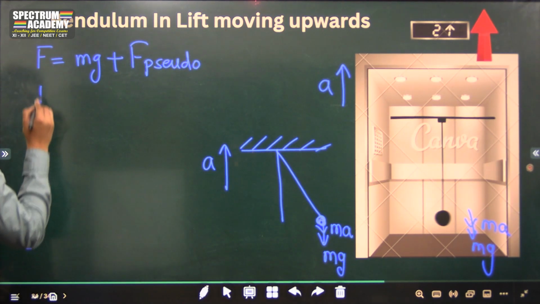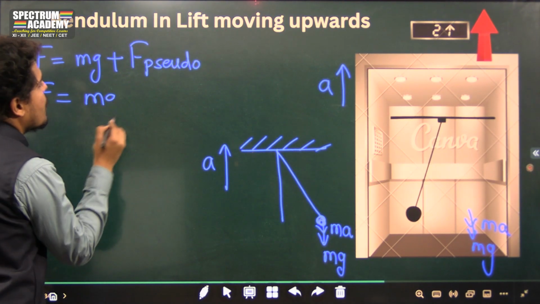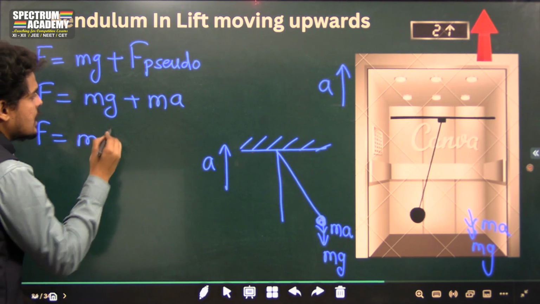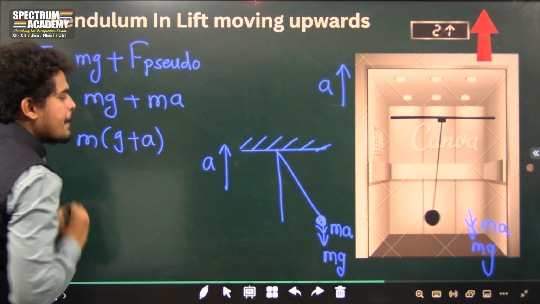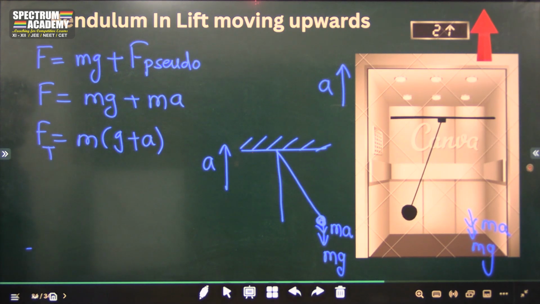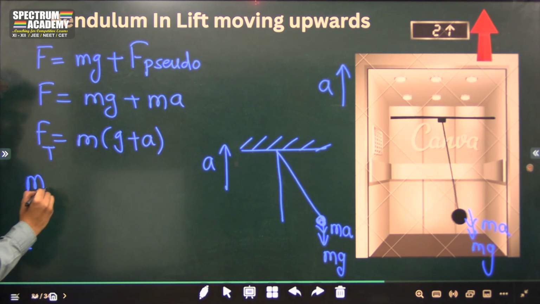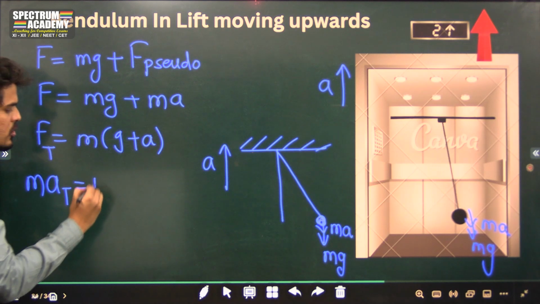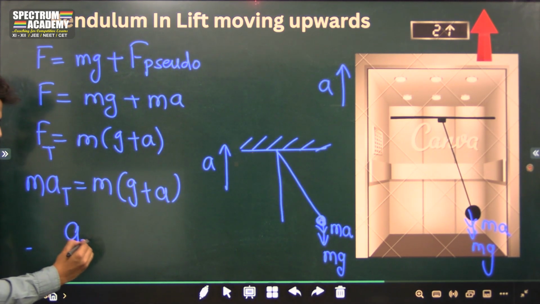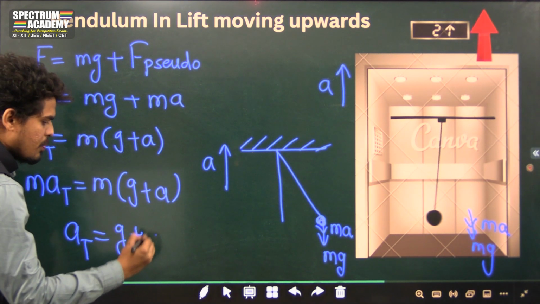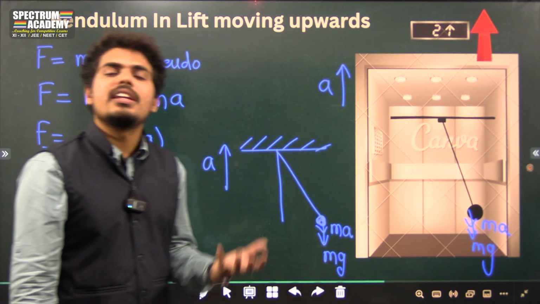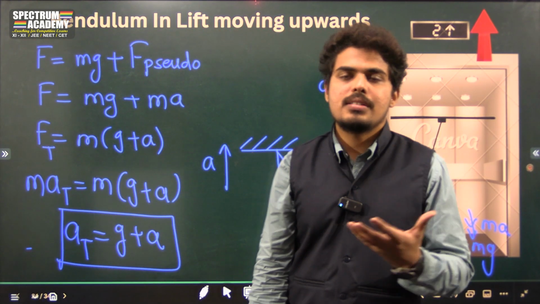So the total force is F equals mg plus pseudo force, which is m into a. So the total force is m(g plus a). But this is F total. According to Newton's law, F total is total mass into total acceleration, equals m into (g plus a). Comparing the things, the total acceleration will be given as g plus a. So the total acceleration is given as g plus a.